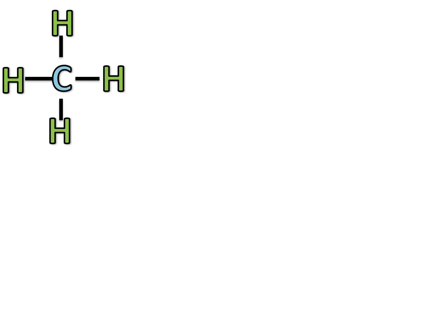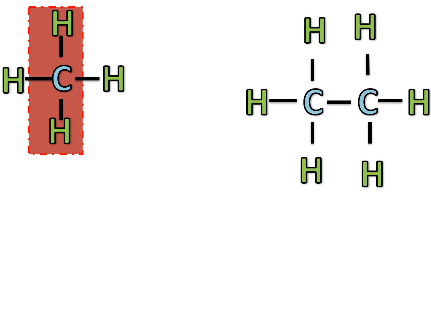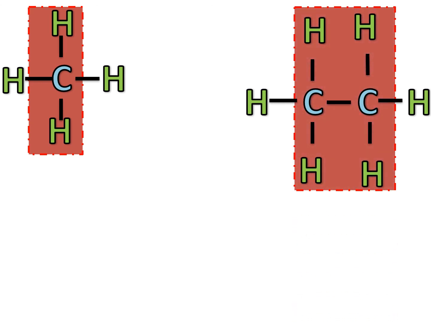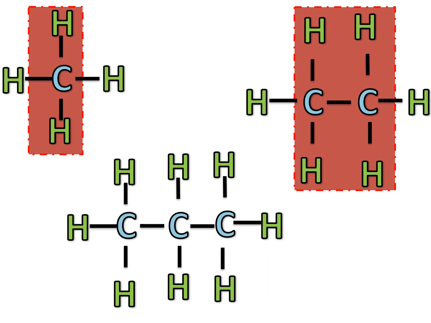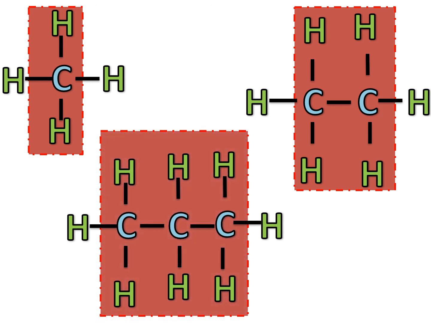Now, for example, this is the structure of methane. Now, if you see, this is nothing but your CH2 unit. Similarly, if I take these 2 carbons, it is nothing but your ethane. Here there are two CH2 units. When I go to the third one, that is propane, here there are three CH2 units.